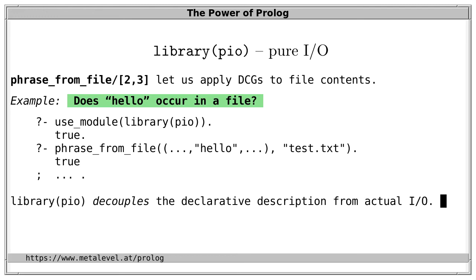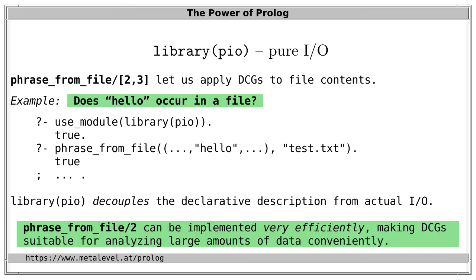So a major attraction of library pio is that it allows us to decouple the declarative description, such as what a sequence is, from actual input-output, such as reading a character from a file. This happens completely implicitly by the library. And we, as application programmers, can focus on declarative descriptions. And we can also test our definitions interactively on the top level, even without any file.